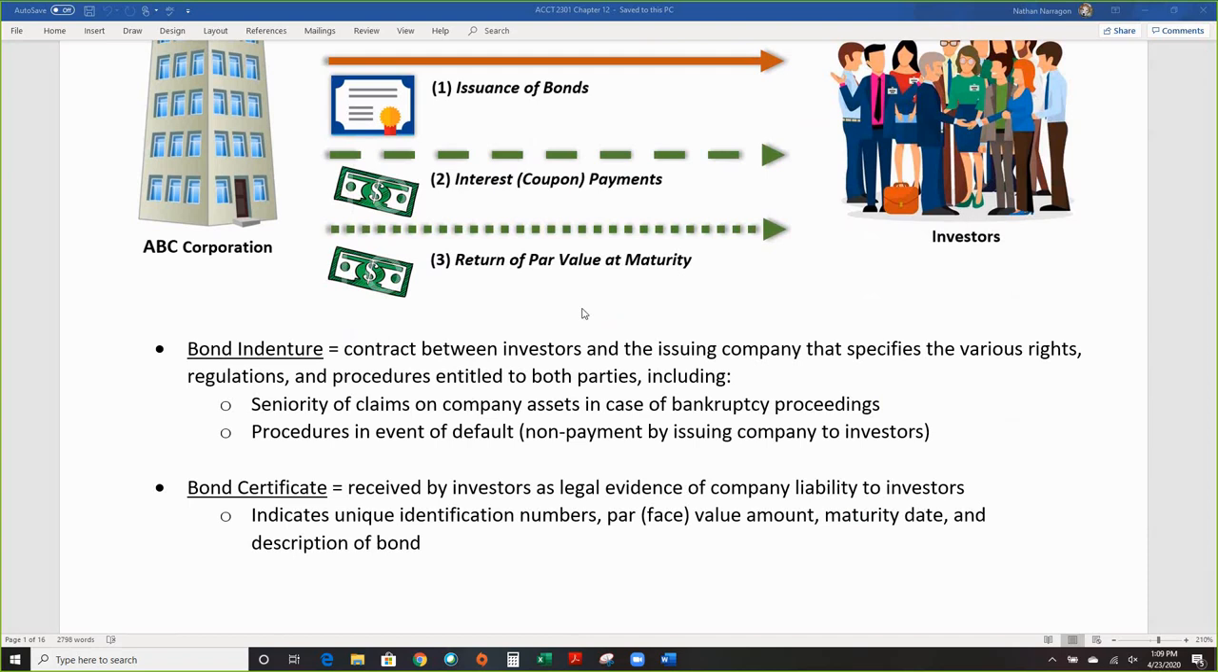The main ones for the investors are when do they get to claim their percentage of the company's assets in a bankruptcy. Also, what would happen if the company decides to default on a payment, which basically means you're not paying your investors the interest. Now, if you don't pay the par value at the end, at maturity, that could lead to some legal matters. And lawyers make some good money. We'll have to say that.